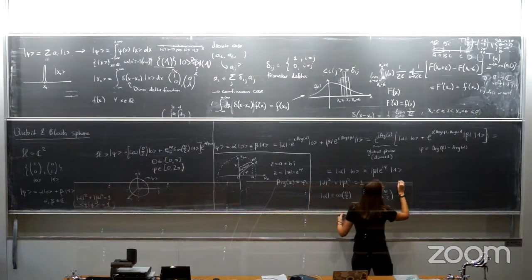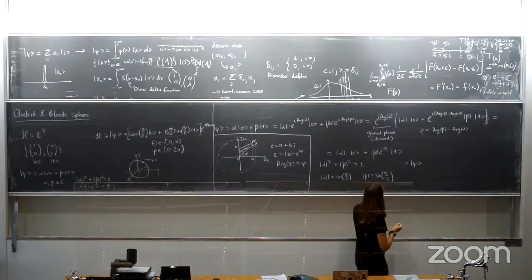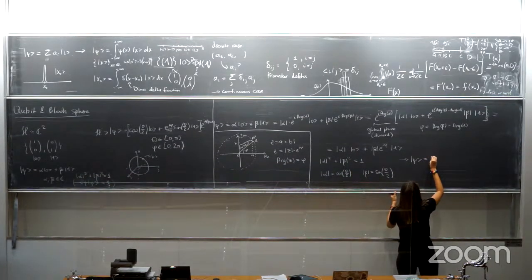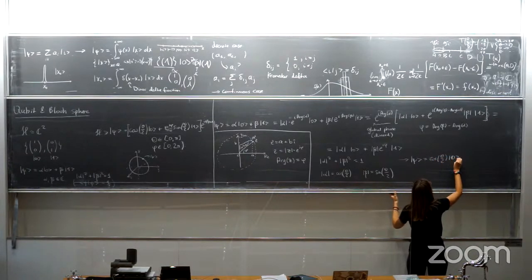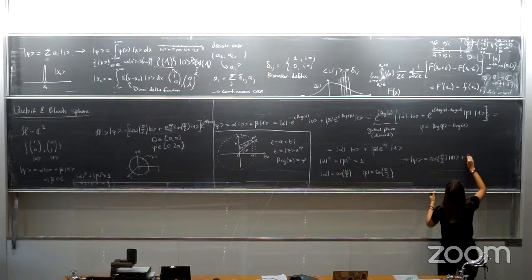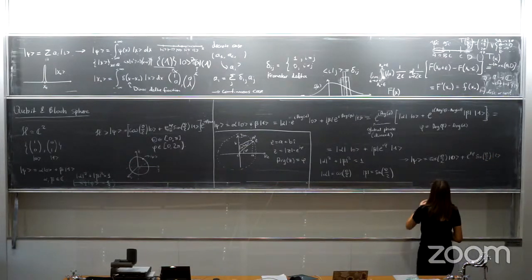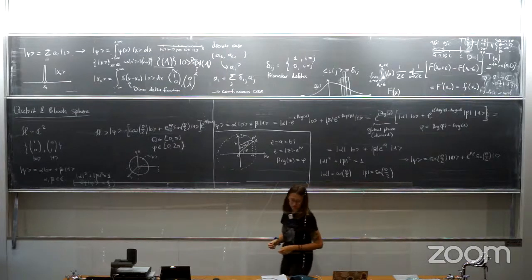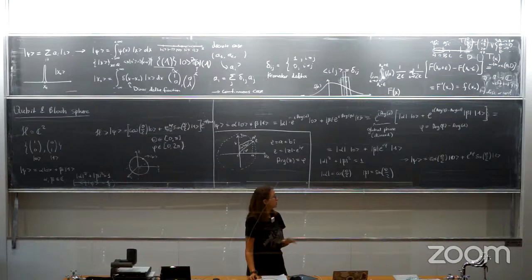And from this it follows that we can write psi as cosine theta over 2, 0, plus e to the power i phi sine theta over 2, 1. Okay, is this procedure clear?